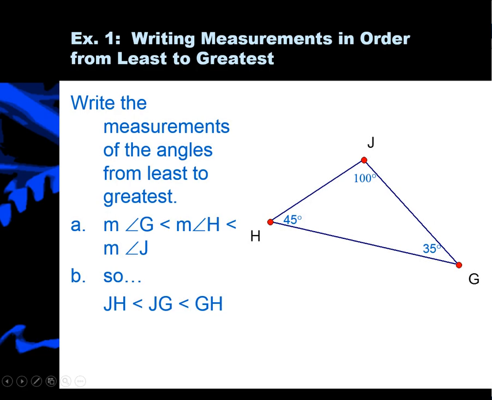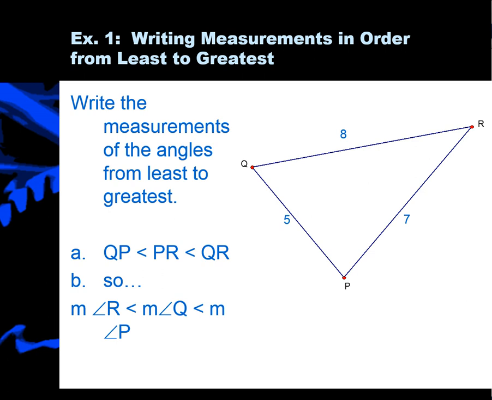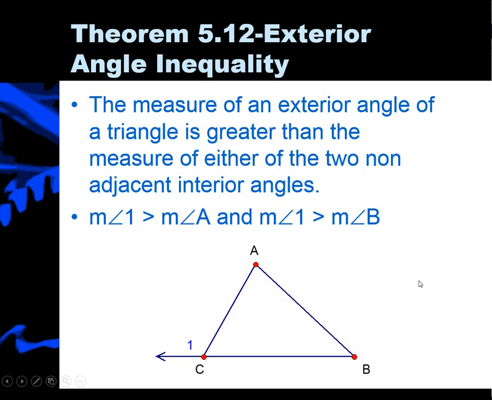So if we can arrange the angles in order, this is pretty trivial. We could order those sides, couldn't we? What's the longest side going to be? Okay, next longest side? GJ, and then the shortest side? HJ, okay. Good. I'm not going to spend more time with that.